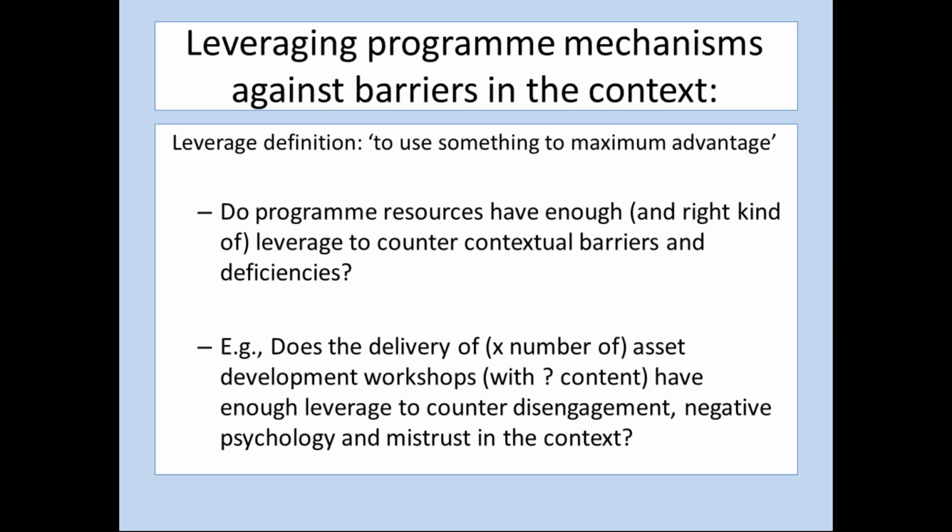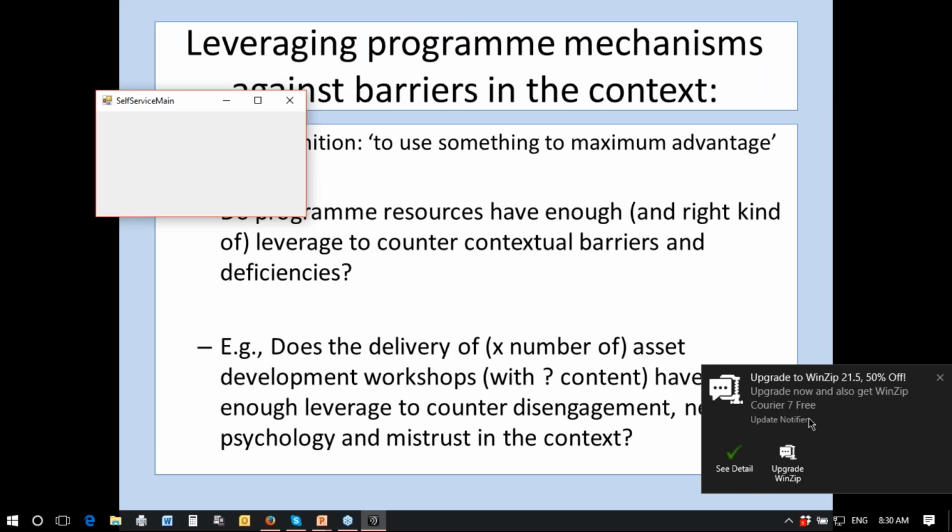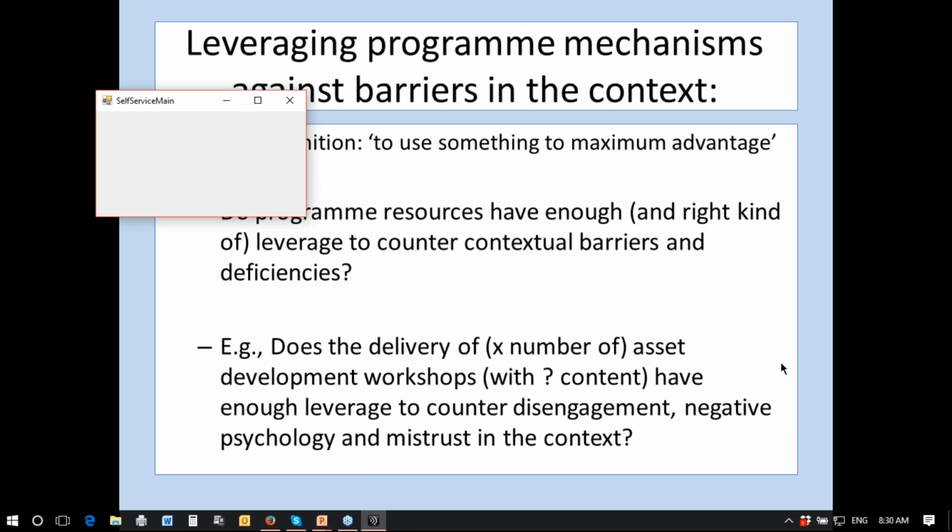And then the question becomes, does the delivery of, say, X number of asset development workshops, so maybe there's 6, maybe there's 12, I don't know the number. I mean, this is hypothetical. We don't know the magic number that would be the correct number, but say it's a question to be asked. Does the delivery of X number of asset development workshops, sorry about that, excuse that, it's very rude.